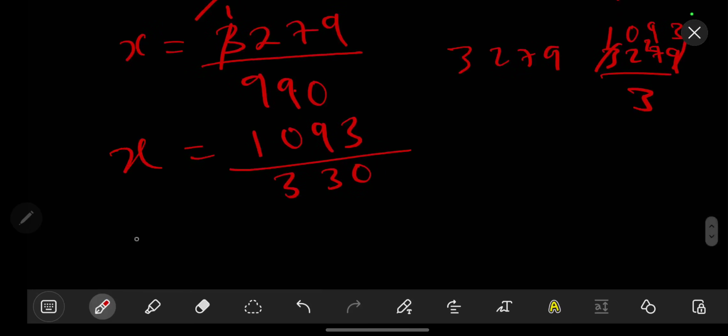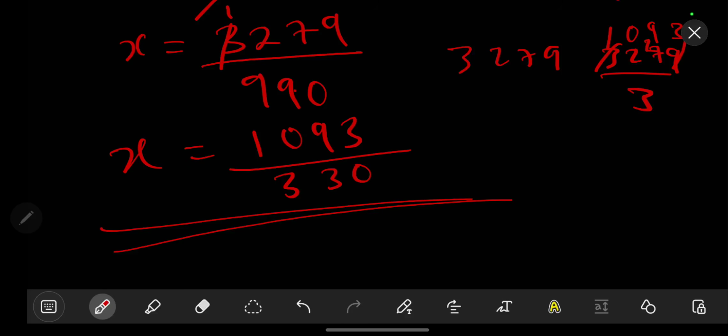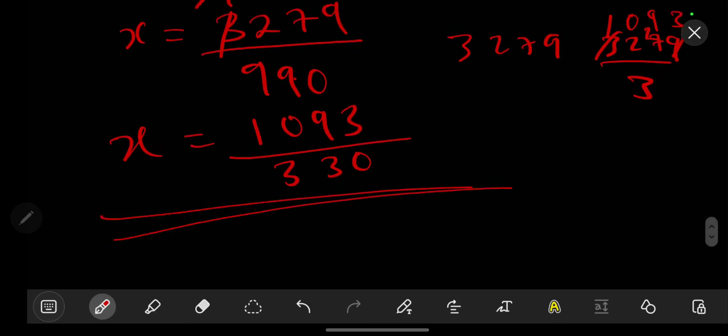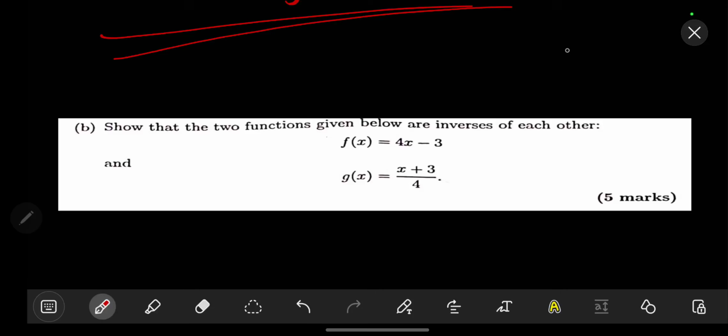So this is the answer that is required, which cannot be simplified further because 3 cannot enter into the value that is up there. So this is how we do this one. This is the answer that they want. Let's move on to our next question.